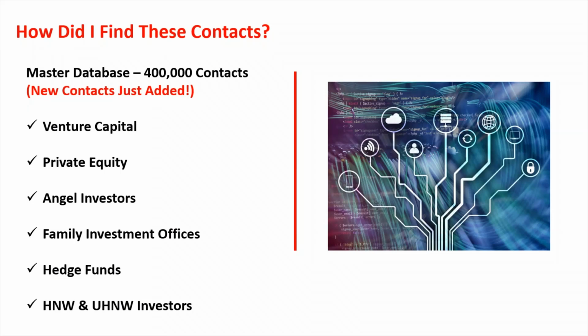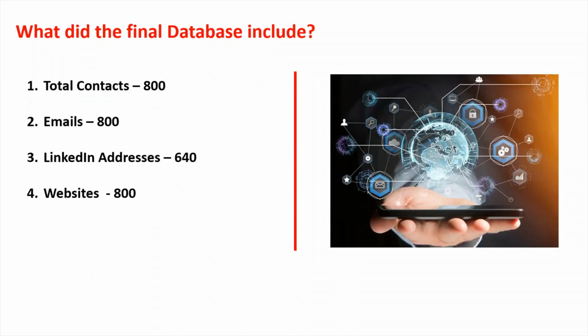specialized clients. So what did the final database include? I was able to find 800 contacts in my database that suit this particular case. That's with 800 emails, and those emails were just cleaned at the very end of 2023. It has 640 LinkedIn addresses attributed to the companies, not to individual contacts. And of course it has 800 websites that are part of the database.